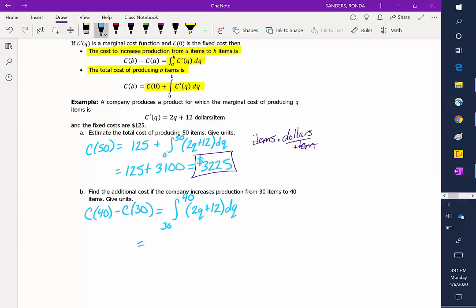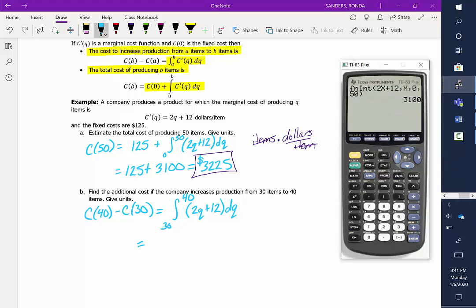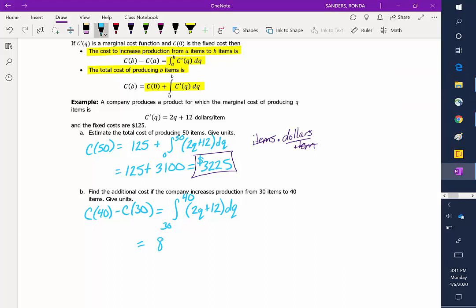Again, we'll use our calculator. Math number 9 of 2x plus 12, comma x, comma 30, comma 40. And we get 820.